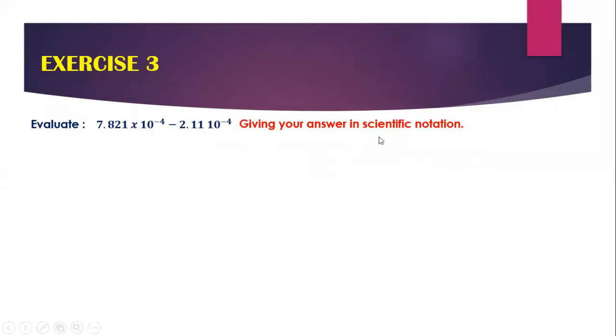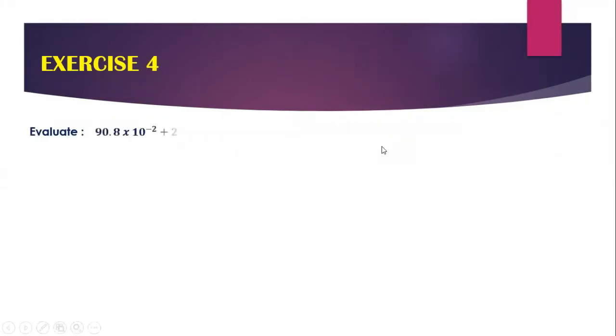Okay, go to the next question. Evaluate 90.8 times 10 to the power minus 2 plus 2.11 times 10 to the power minus 1. Giving answer in scientific notation. So then this question is very easy. Okay? Okay, students?